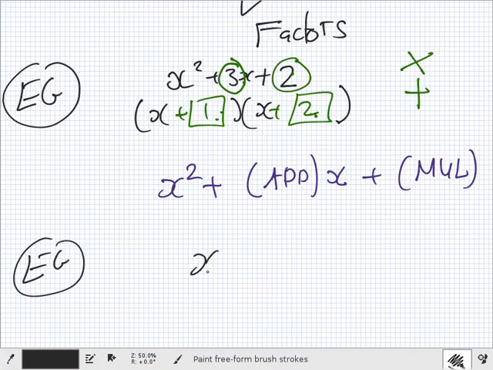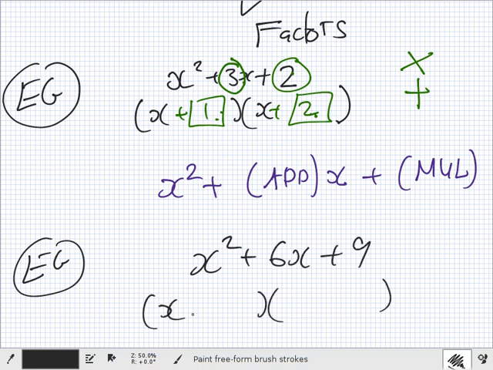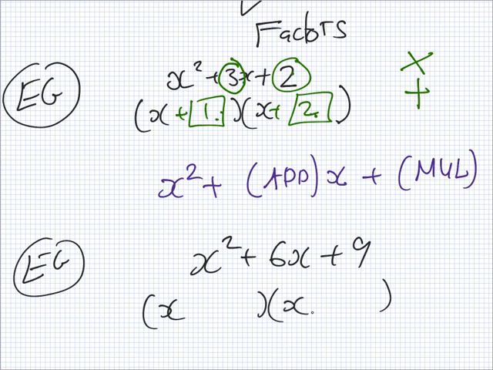Let's say x squared plus 6x plus 9. Okay, I need two numbers that multiply to make 9 and add to make 6. Well, it has to be 3 and 3. 3 multiplied by 3 makes 9, and 3 and 3 make 6. Okay, so that's easy enough. So let's make it a little bit harder now.